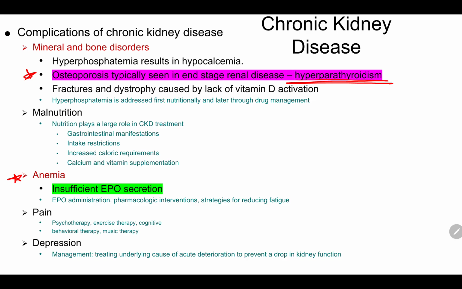If there's something wrong with your kidneys, remember, it's your kidneys that produce the hormone, that protein erythropoietin, EPO. So if something's wrong with your kidneys, you won't be able to produce EPO, right? So you have an insufficient EPO secretion, which means you won't be able to make a lot of red blood cells, which will lead to a decrease in your oxygen carrying capacity.